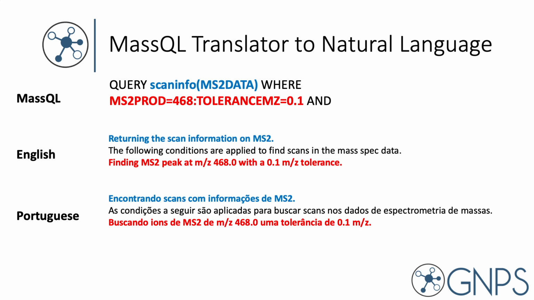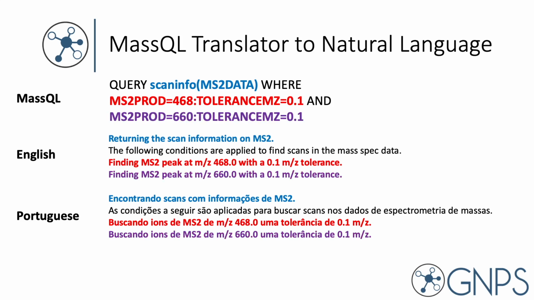Then another thing we might want to do is look for MS2 spectra that have a particular peak, in this example, a 468 m/z peak. And we can see that it's translated back into these natural languages to be better understood. Then finally, what if we want to add another condition? We want to say, let's look for this other peak at 660 m/z. It's as simple as tacking these conditions on to the query to make a flexible expression.